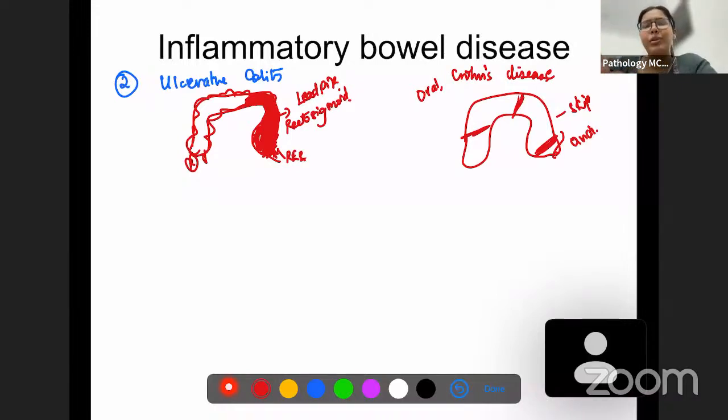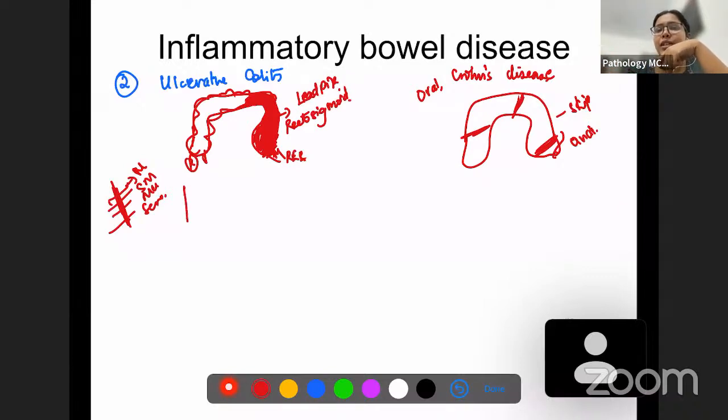The second thing you have to remember is that ulcerative colitis does not have a transmural involvement. What is transmural involvement? We have a mucosa, a submucosa, a muscularis, and a serosa. When the disease involves all four layers through and through, it is called transmural involvement. Ulcerative colitis has a very superficial involvement, so it can cause pseudopolyps.